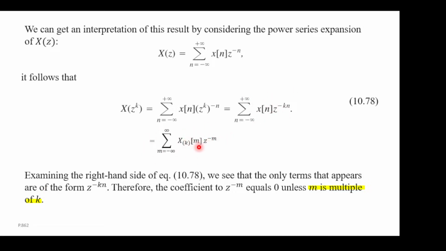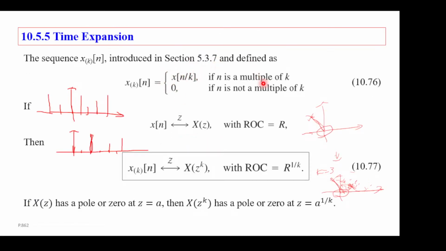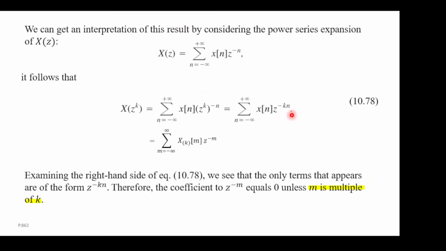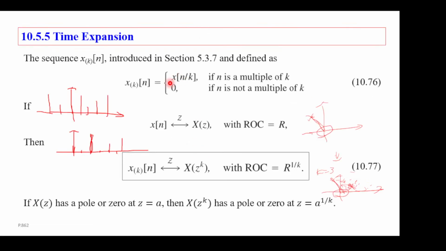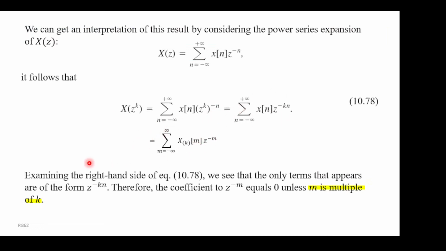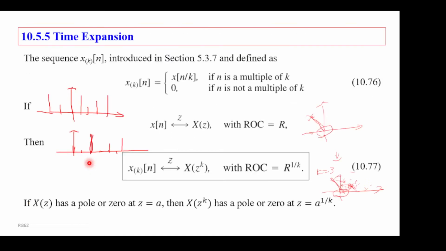And we have the same thing here, because you remember x sub k of m only has a value when m is a multiple of k. So you see that they both only have terms when the power of z is an integer multiple of k. And you can easily check that the coefficients actually match. When n is equal to 1, then it is x of 1 here, and that corresponds to m equal to k. And when m equal to k, then x sub k of k is x of k divided by k, which is x of 1. Okay, so you see that this matches what you expected. So here is a semi-derivation of why this is true.